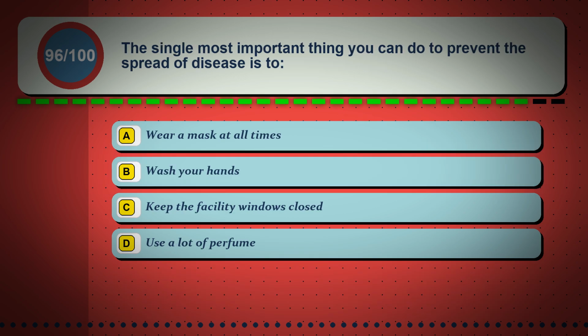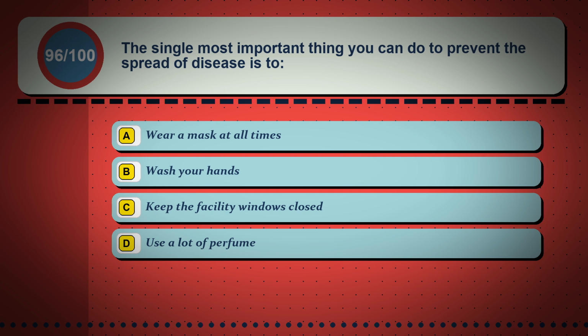Question 96. The single most important thing you can do to prevent the spread of disease is to: Option A, wear a mask at all times. Option B, wash your hands. Option C, keep the facility windows closed. Option D, use a lot of perfume.